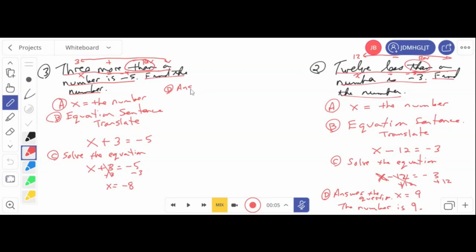Then answer the question. The question was to find the number. The number is -8.